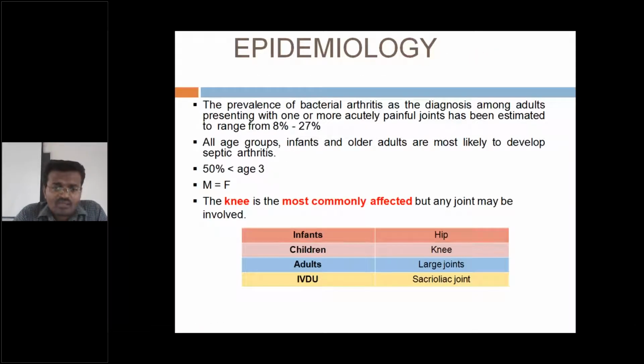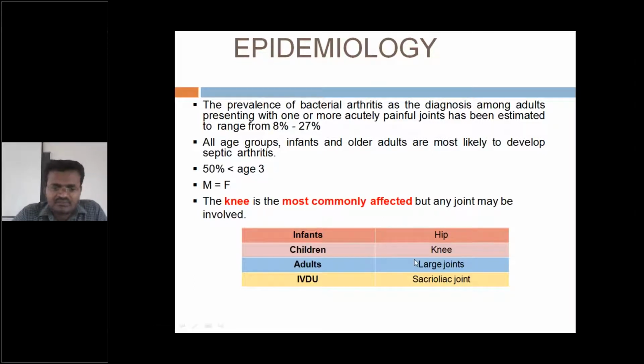So what is this infection? Bacterial arthritis is diagnosed among adults presenting with one or more acutely painful joints. It can occur in any age group, but most commonly in infants and older adults, because they are more immunocompromised. These lesser and older age groups have less immunity, and young people have more immunity. The knee is most commonly affected.